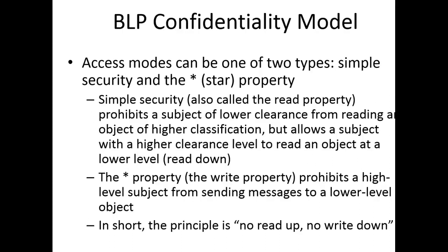Access modes can be one of these two types of security: simple security or star security. The simple security, also called the read property, prohibits a subject of lower clearance from reading an object with a higher clearance, but it allows a subject with a higher clearance level to read an object from a lower clearance level, which we call a read down.